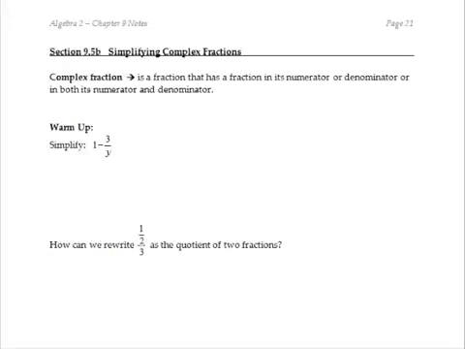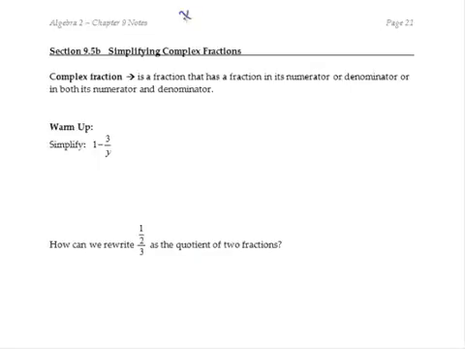Today's lesson is 9.5b, Simplifying Complex Fractions. You've already seen how to simplify fractions that have pieces up top and on the bottom. So for example, we've worked with factoring different fractions, and we've seen that you can cancel tops and bottoms, get something simple. You've also worked with putting together fractions that have unlike denominators.